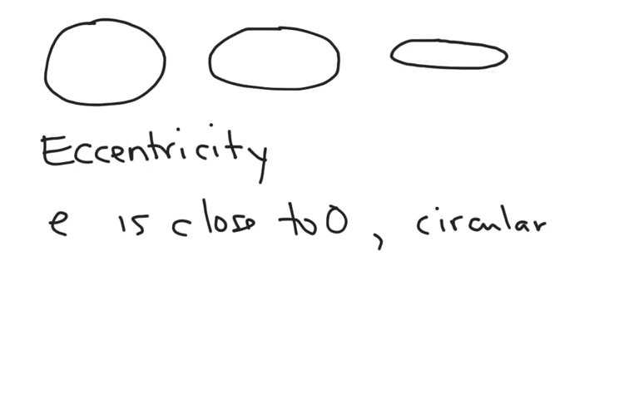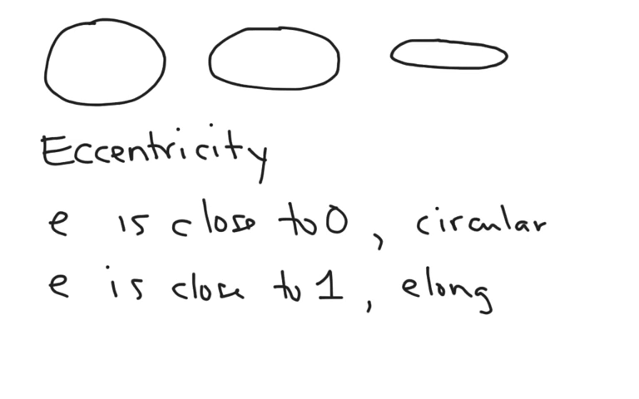And the closer it is to 1, it's very elongated, like in the third picture at the top. The eccentricity of an ellipse can be found by dividing C over A. And the eccentricity of an ellipse will always be a value between 0 and 1. This is kind of the same as probability. Probability is always a number that's between 0 and 1.